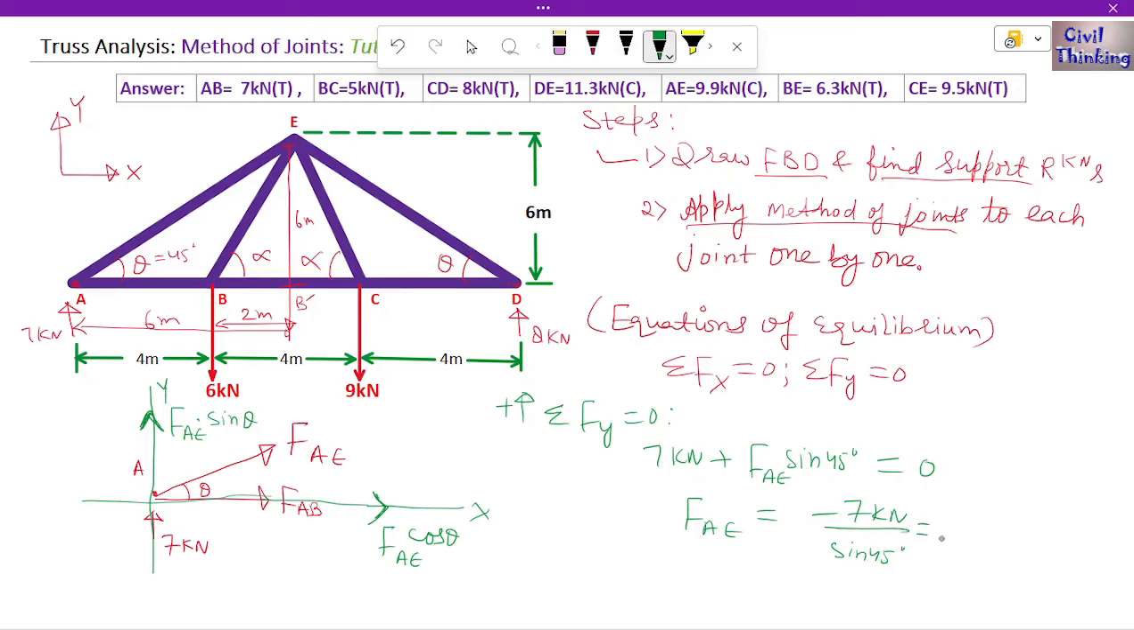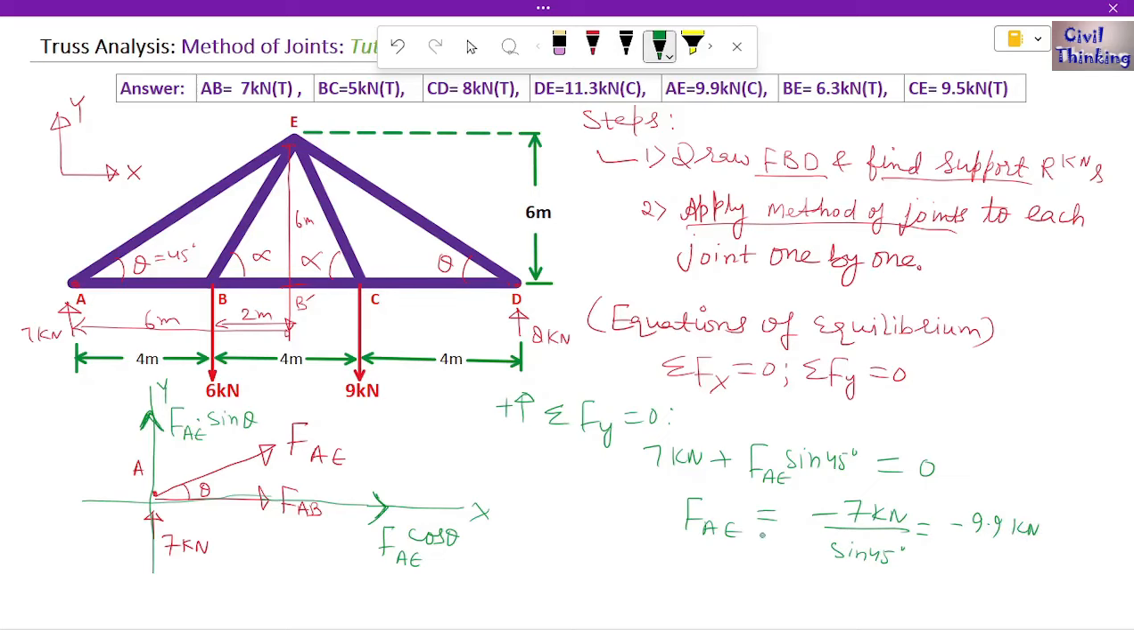Okay, so let me use the calculator to find the value. Minus 7 divided by sine of 45 degrees. Okay, so the value is negative 7 square root of 2, which is approximately equal to negative 9.9. Okay, of course it is in kilonewton.